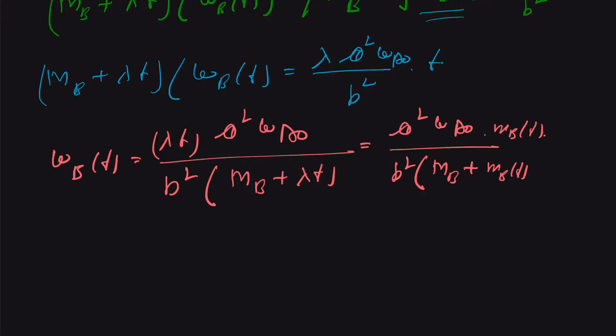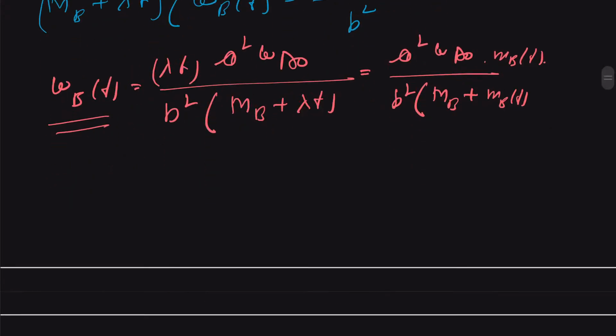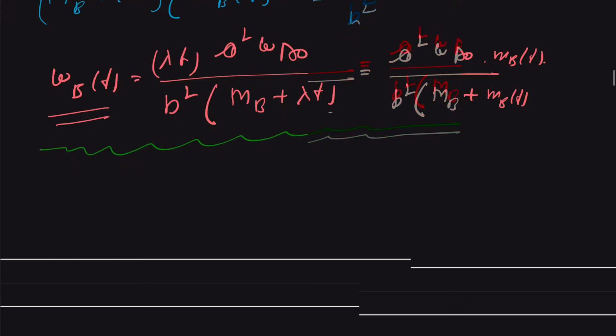We already got omega B of T. In the question it was not asked for, but still we can find out what happens to the rotational kinetic energy as the sand transfers from A to B. So let us make a note with respect to the kinetic energy.